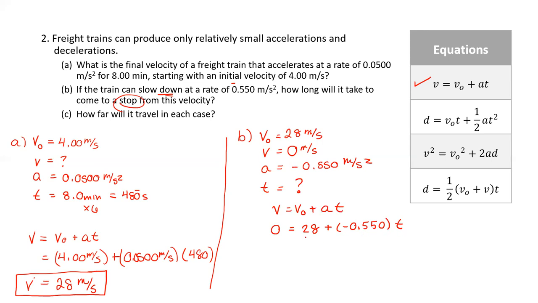Rearranging, these two are connected, so we can't move them yet. We're going to move the 28 first: minus 28 on both sides, undoing the addition first. That leaves us with negative 28 equals negative 0.550 t. Dividing both sides by negative 0.550 leaves us with t equal to 50.9 seconds.